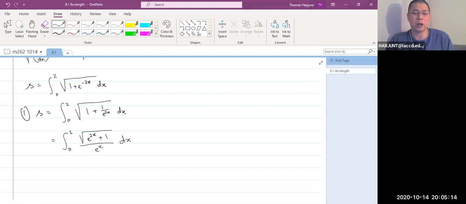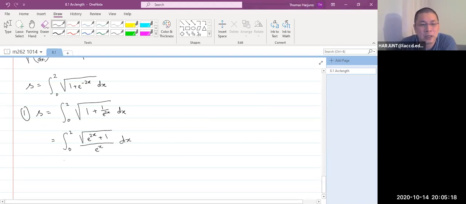I wonder if it helps. I don't know. But then if my u equals to, how do I get e to the x under the square root, right? Because this is the square root of e to the 2x plus 1 over e to the 2x inside the square root.